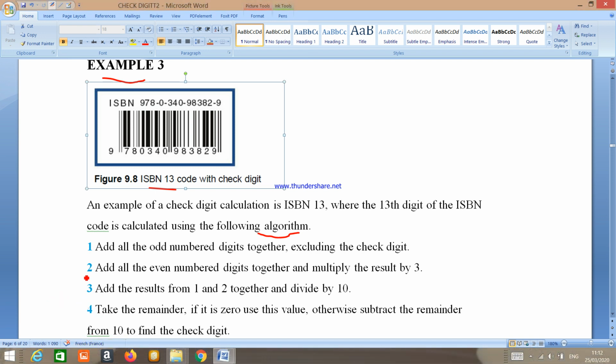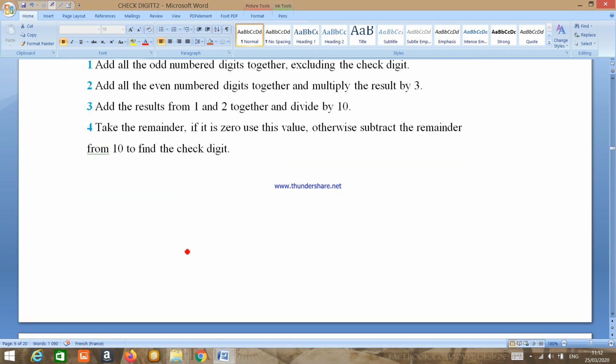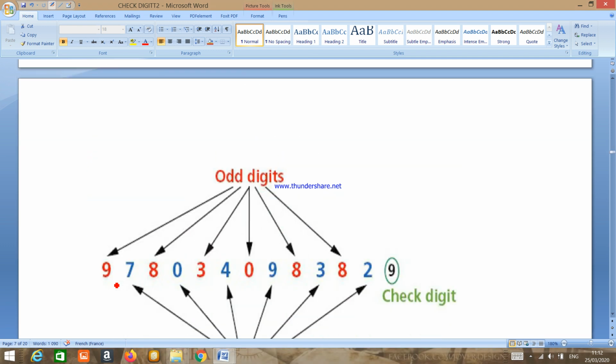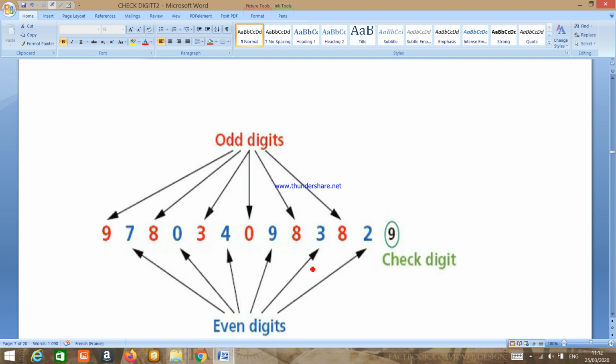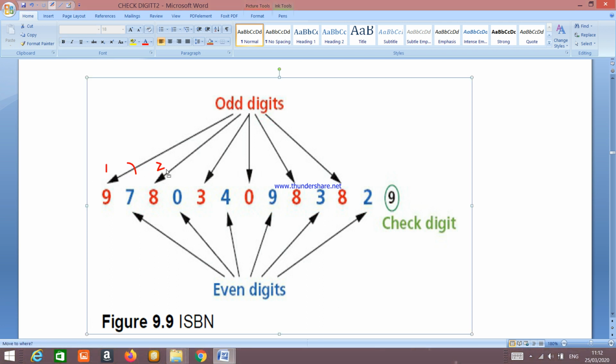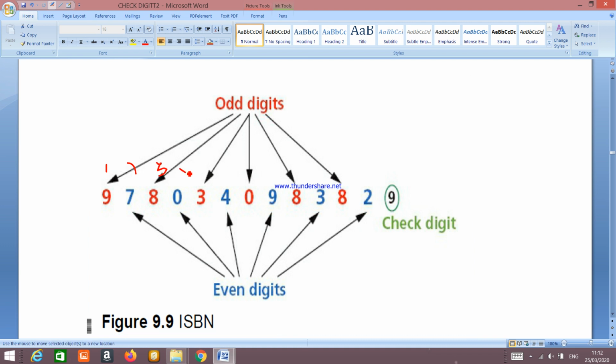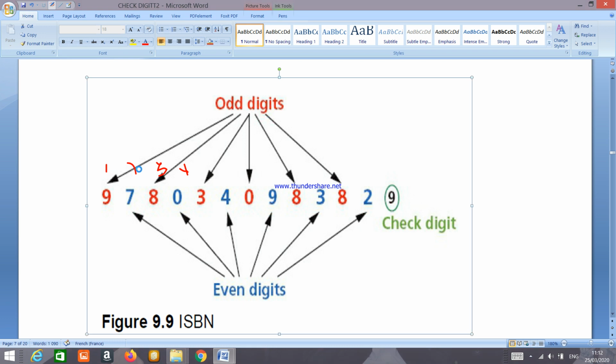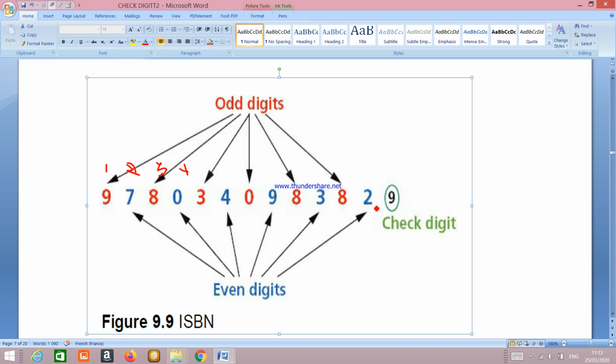Now in this algorithm, what you do, you have the barcode. You have to write the position. Okay, we take the barcode. This is the barcode, and we write the position. Now this is position 1, position 2, position 3, and position 4, and so on. Okay, 2, 3, 4, 5, 6, 7, 8, 9, 10, 11, 12, and 13.